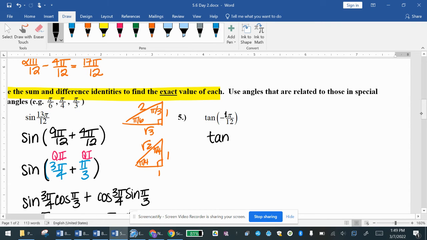I don't know why, but my brain went to 3 pi over 12 minus 4 pi over 12, but you could have easily done 2 minus 3, right? 2 pi over 12 minus 3 pi over 12. I can't really explain why my brain went to 3 and 4. But again, you could have also used 2 pi over 12 minus 3 pi over 12.